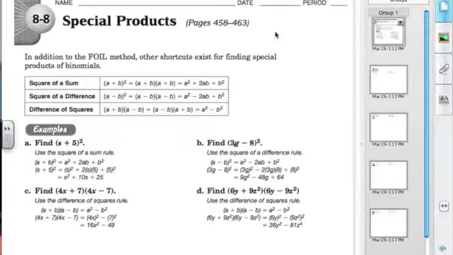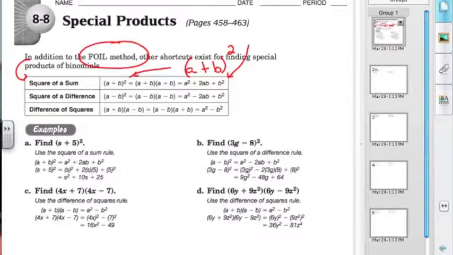Looking at Chapter 8, Lesson 8, we're looking at special products. Basically, yes, you can still use the FOIL method, but there is also the square of a sum. What that means is you have a situation like this: a plus b, that quantity squared. You can do a shortcut at that point, and if you want to do that, you would be looking at something like this.